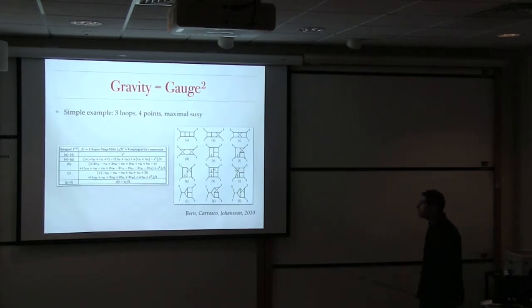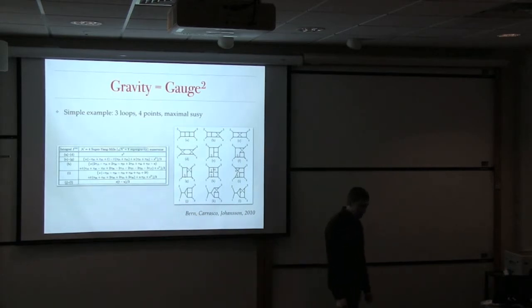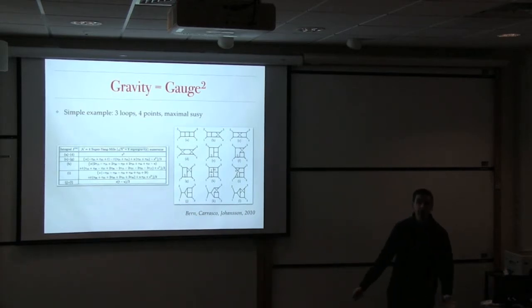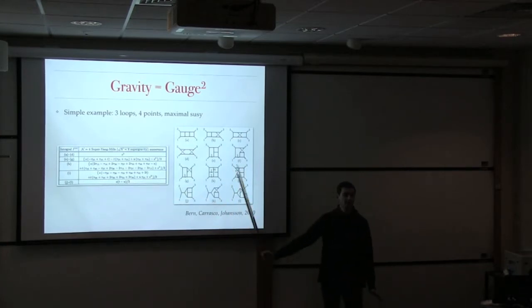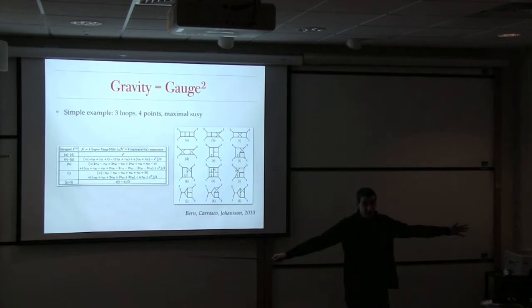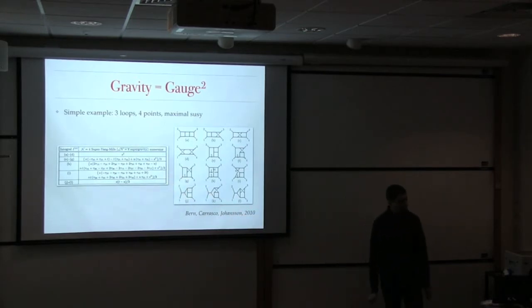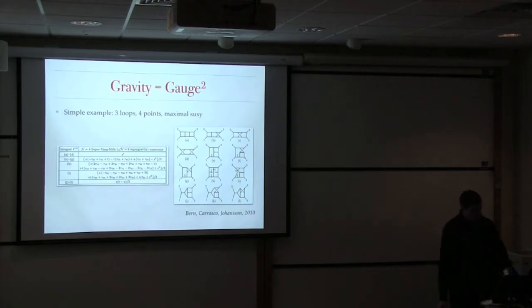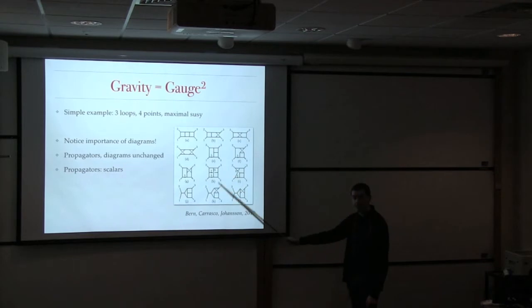Okay, well, as you can imagine, a lot of the work in the topic of BCJ revolves around trying to figure out how you compute these numerators, where they come from. Now, it would be great to have some recipe that made it completely trivial for us to write out what these numerators are. Now, in this talk, I'm not going to be interested in the numerators at all. I'm interested in the diagrams.